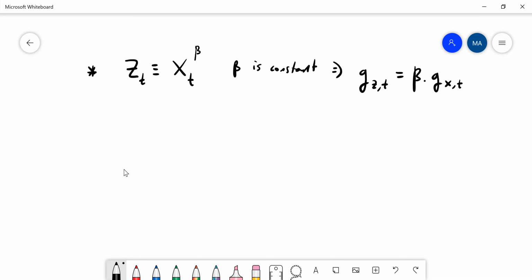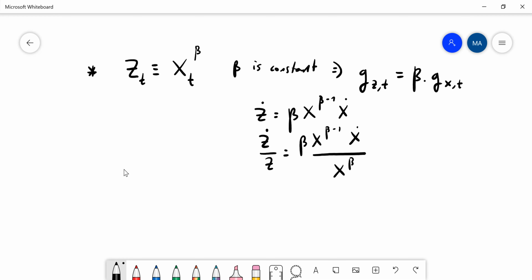Okay. Now you see the logic. It's all about the chain rule, right? I mean, you can use the chain rule. First, you're going to write z dot, right? Let me just show you here. So it will be beta x to the beta minus 1, x dot, right? So that's basically the derivative, the chain rule. Then you realize if you divide it by z, so what do you have? You have z dot divided by z is equal to beta x to the beta minus 1 x dot divided by x to the beta, right? So what do you have? You have beta x dot over x, so you have beta g of x. Okay? So that kind of logic will be applied to all other stuff.